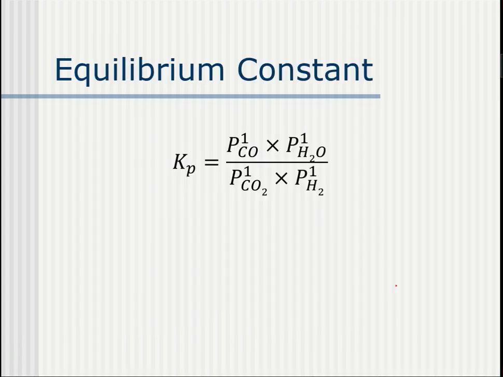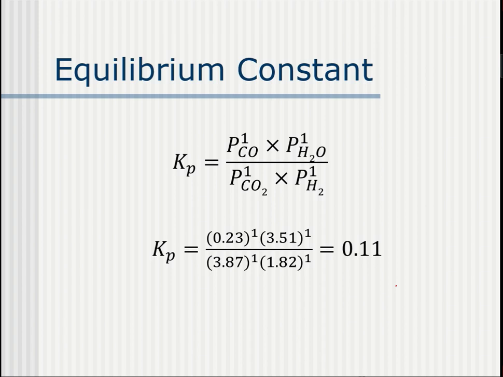Now it's time to find out what your value is. That's just as simple as taking the expression and plugging the numbers in. And I find that the value of my expression, to 2 sig figs, because of that 0.23 for the carbon monoxide, is 0.11.